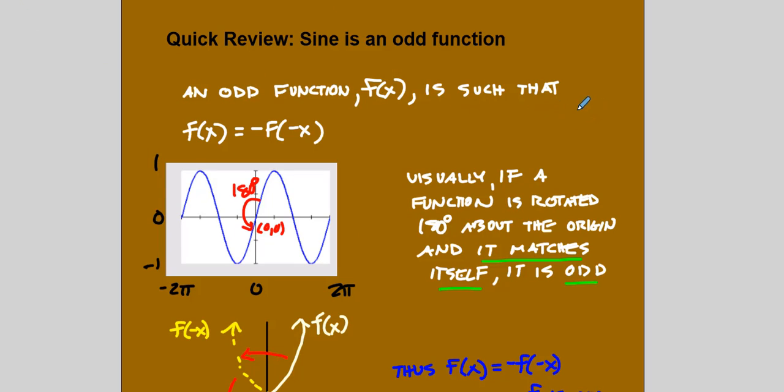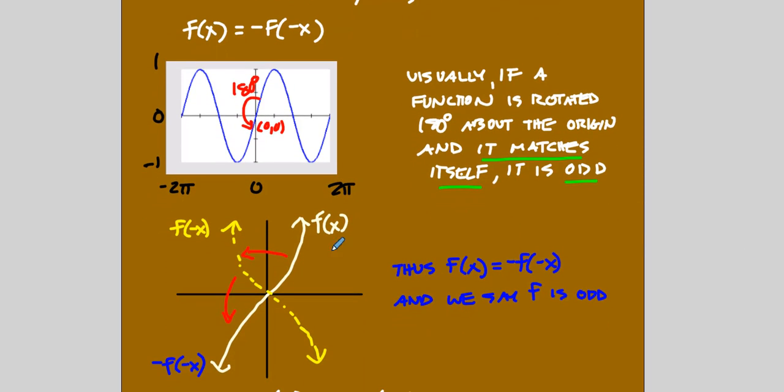An odd function, f of x, is such that f of x equals negative f of negative x. So visually, if a function is rotated 180 degrees about the origin and it matches itself, it is odd. You can see here that a double reflection, in fact, is a rotation of 180 degrees. That's just another little interesting piece of information here.